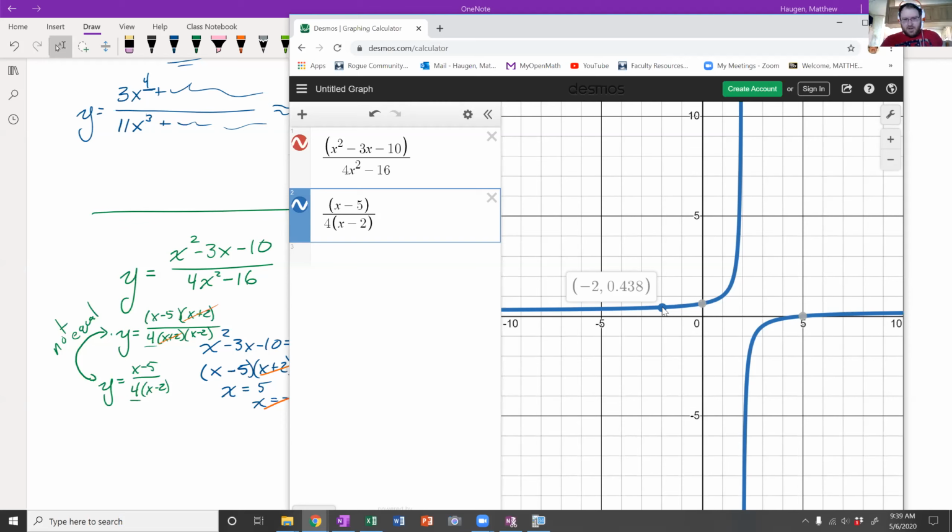So basically, there's just no hole in the other graph. This function, the orange one, has the same values everywhere except at -2. It has that hole in it. Fair?